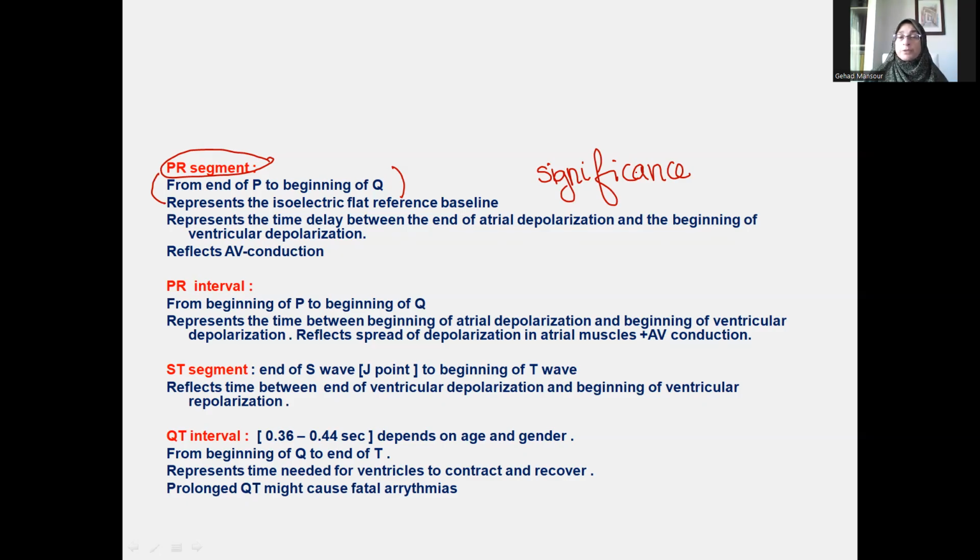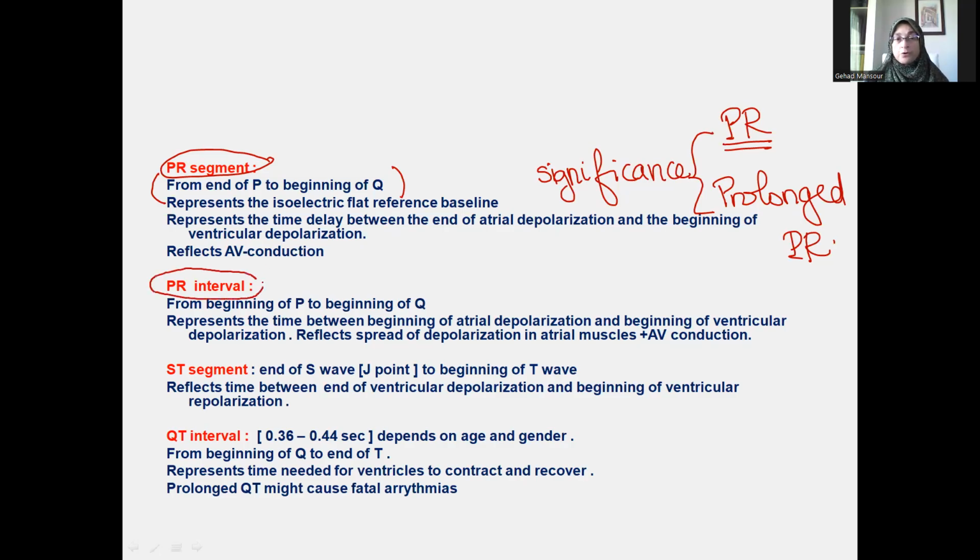I might ask you another question that is related to the PR segment. For example, I might ask you about the significance of the PR segment in general. So you would say the delay between the end of atrial depolarization and beginning of ventricular depolarization, which is the AV conduction time. But I might ask you about the significance of a prolonged PR interval. If the PR interval is prolonged, this simply means that we have a prolonged AV conduction time.